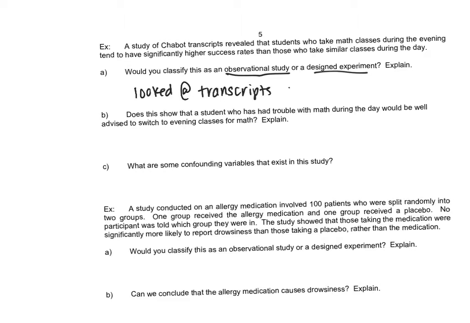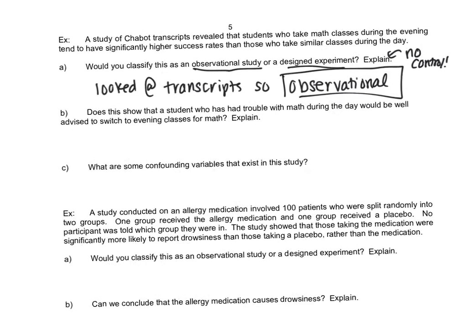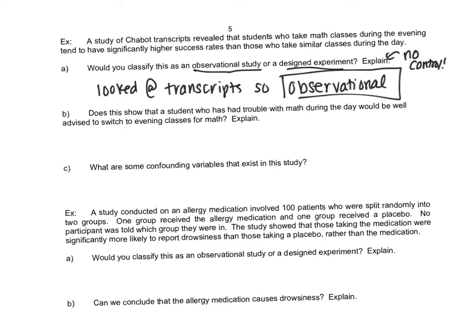So this is just observational. Right, we didn't control the students. No control. So the idea is that we looked at data that already existed and we didn't have any control, so it's observational.